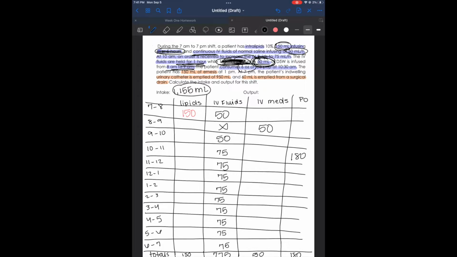And now for our output, we're just going to add everything up. So we should get an output of 1,160 milliliters.